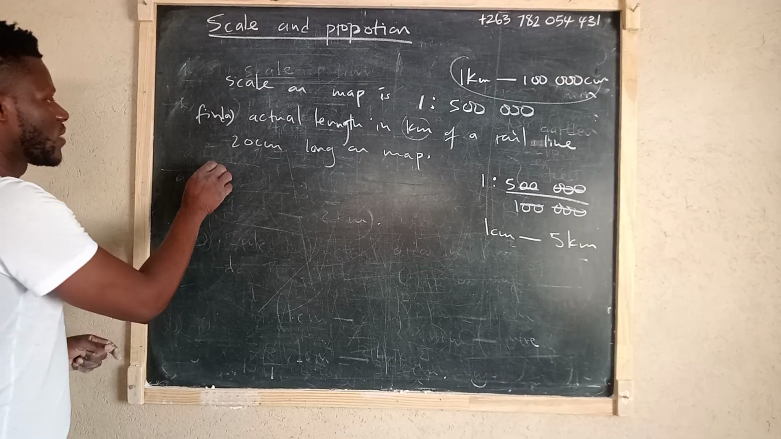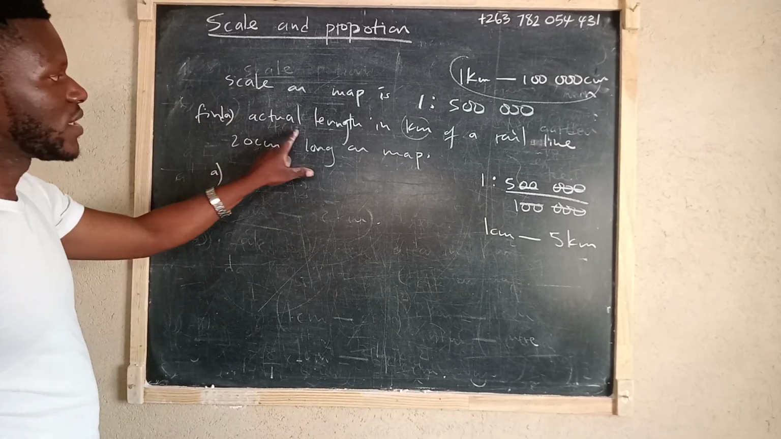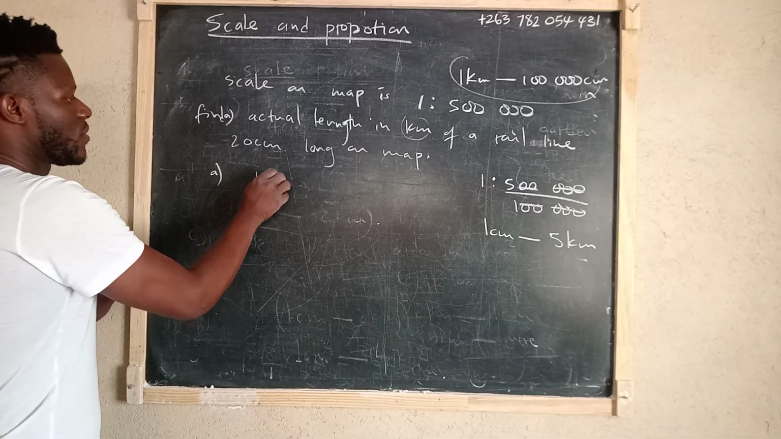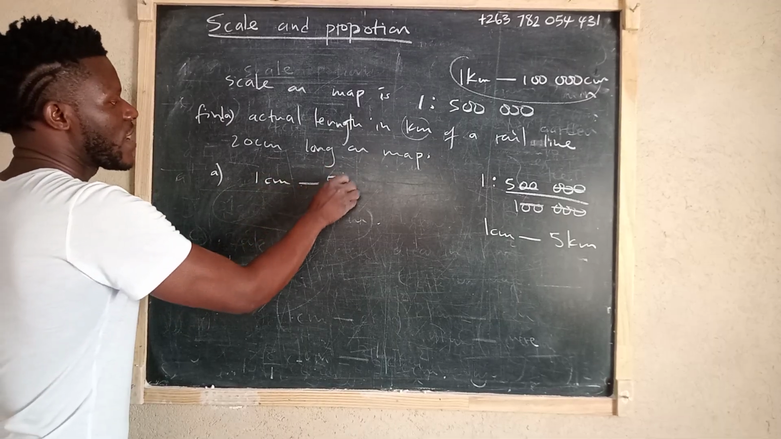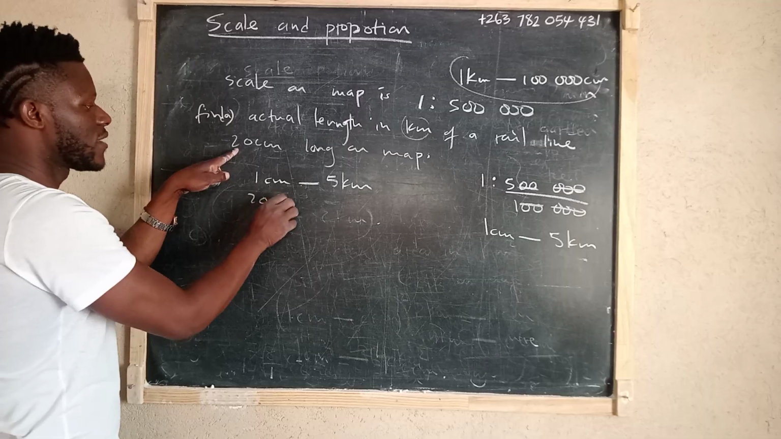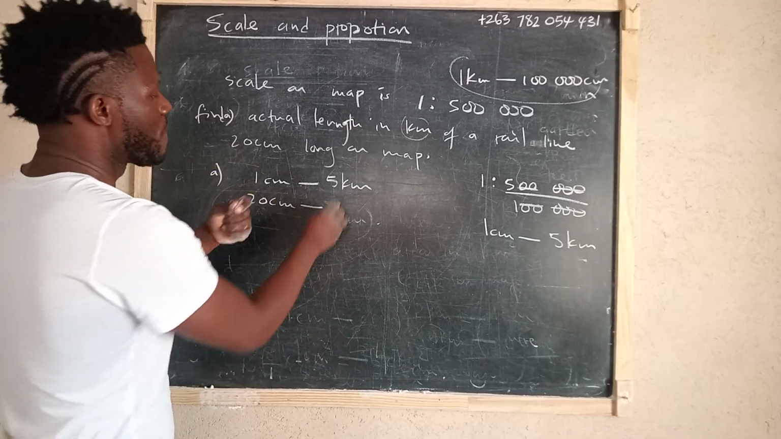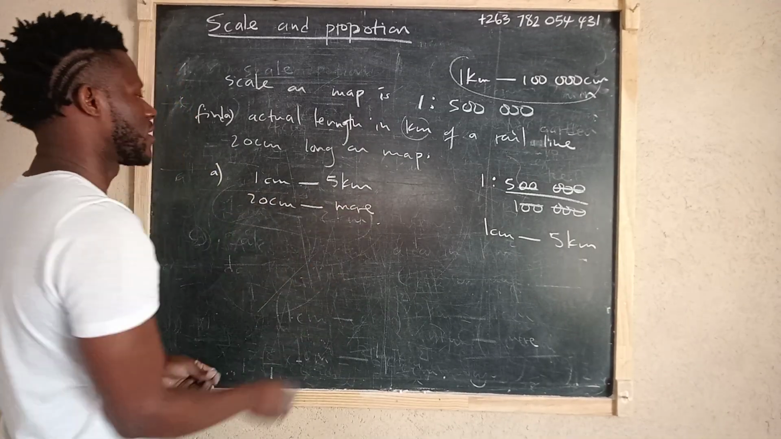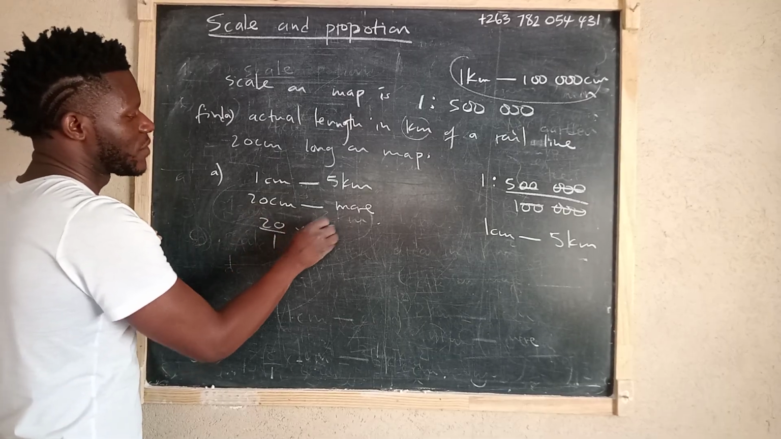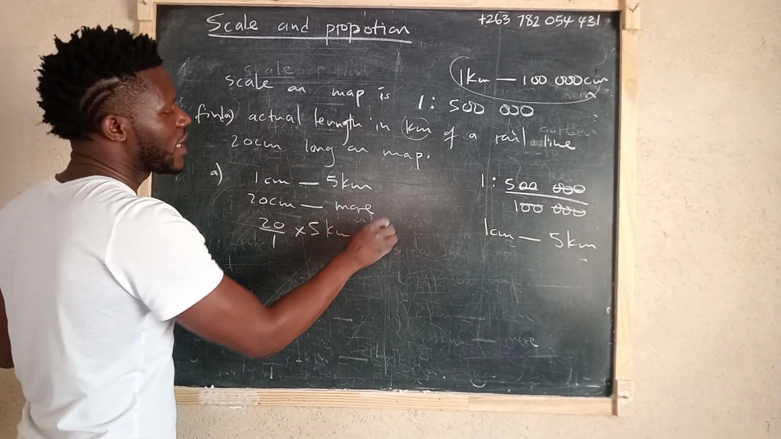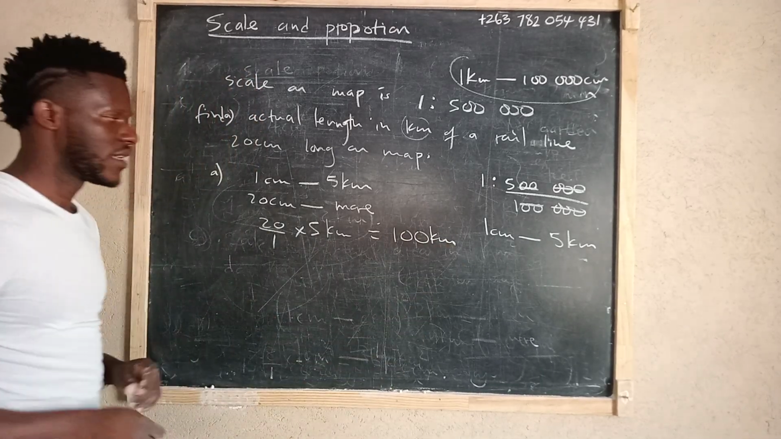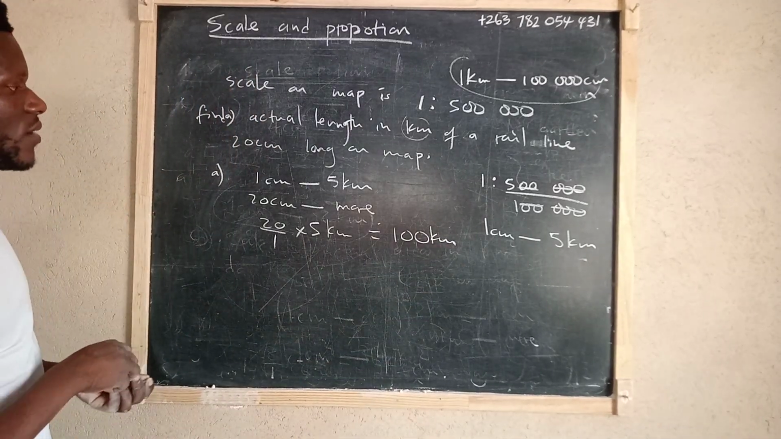Now let's solve the first question. The first question is talking about length, so this is the scale. If 1 centimeter is representing 5 kilometers, then a rail line which is 20 centimeters will be more than 5 kilometers. That is more, so the numerator is 20 over 1 times 5 kilometers, and we get 100 kilometers. The rail line is 100 kilometers long.